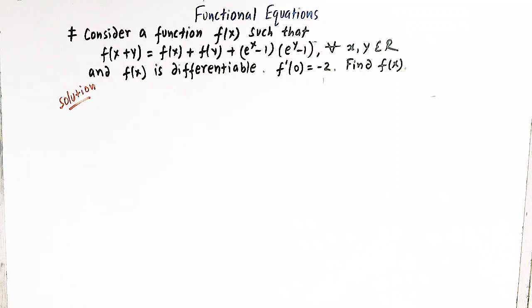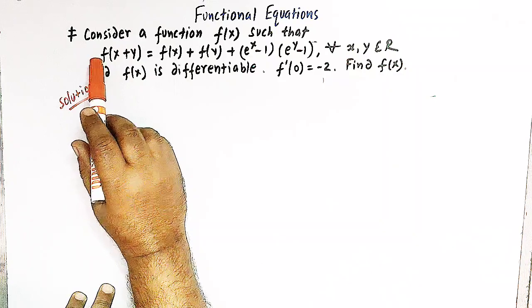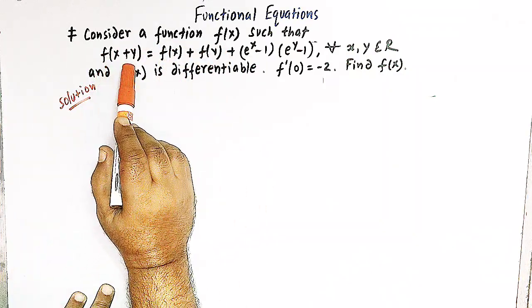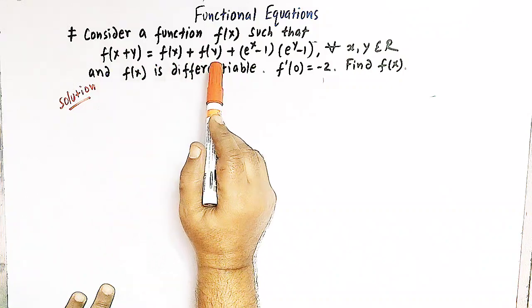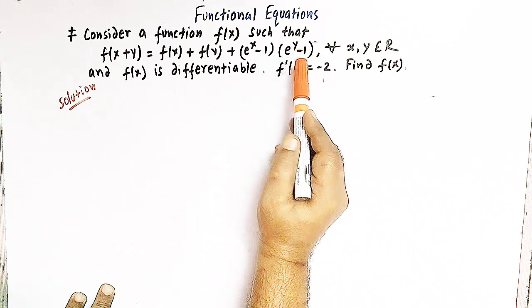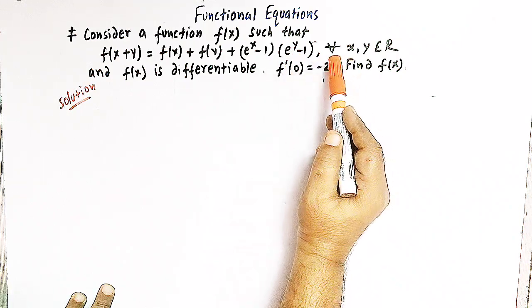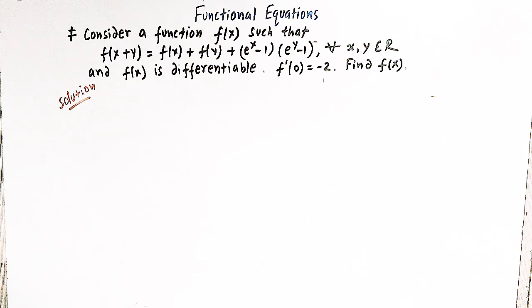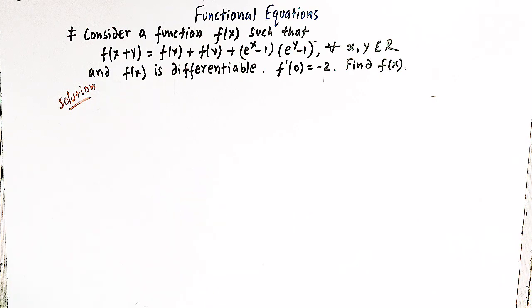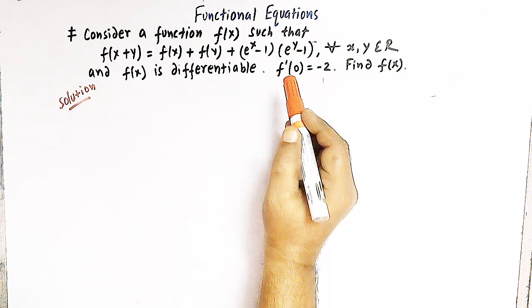Hello viewers, in today's session we are going to discuss another important problem from functional equations. We are given a function f of x such that f of x plus y is equal to f of x plus f of y plus (e raised to x minus 1) times (e raised to y minus 1) for all x, y belonging to the set of real numbers. Further, we are given that f of x is a differentiable function.